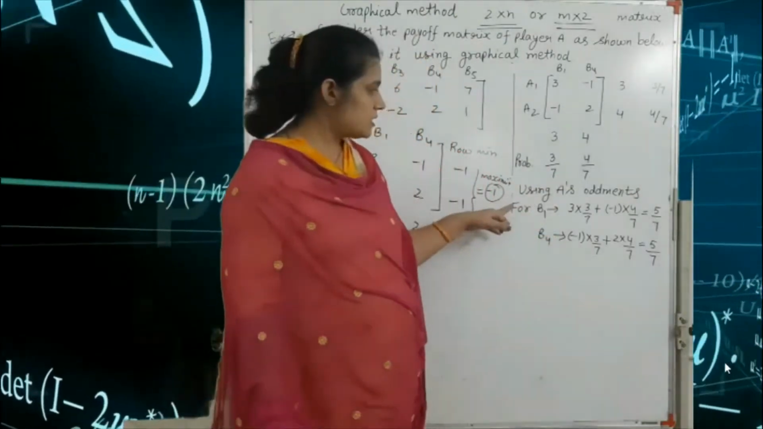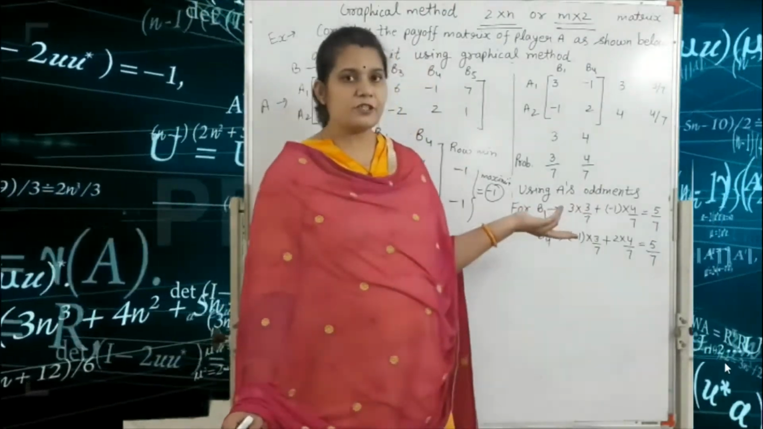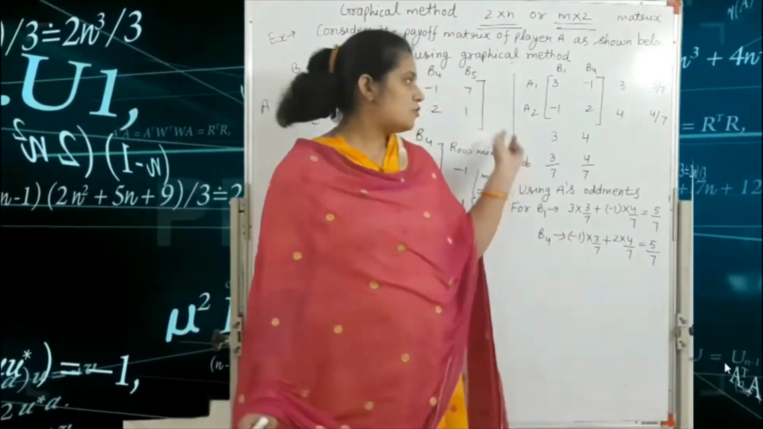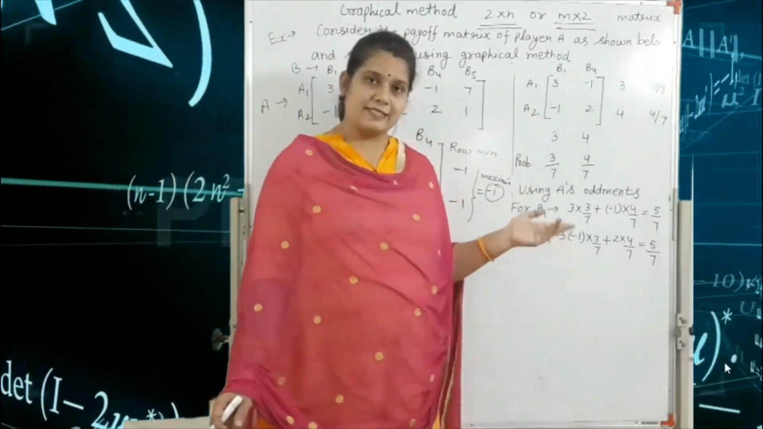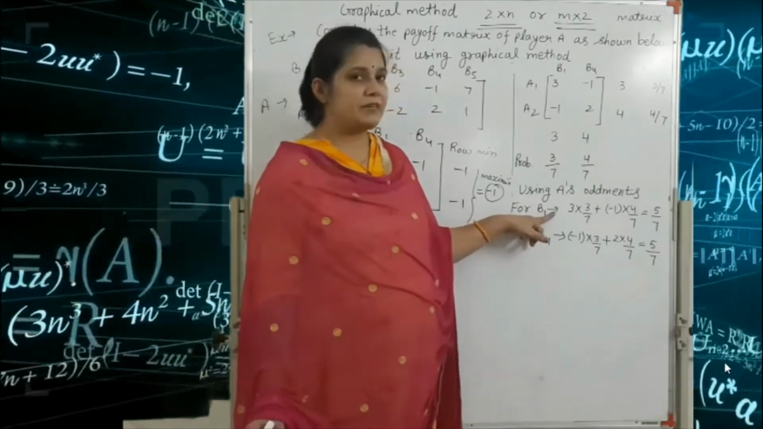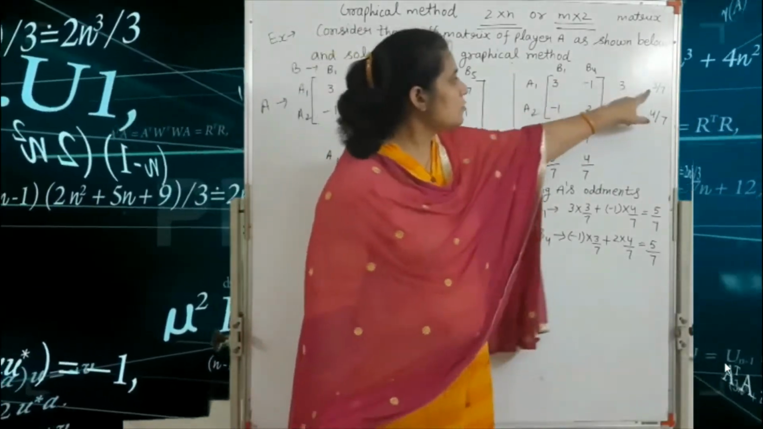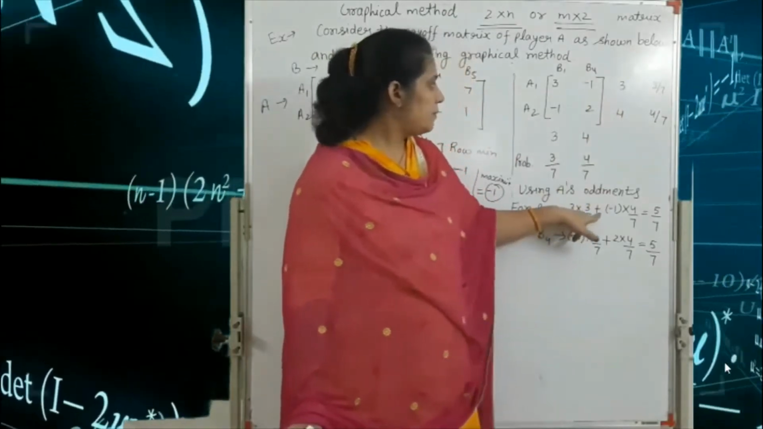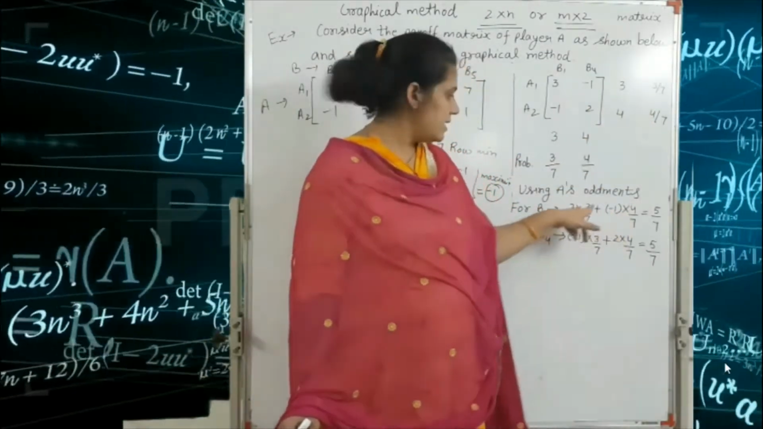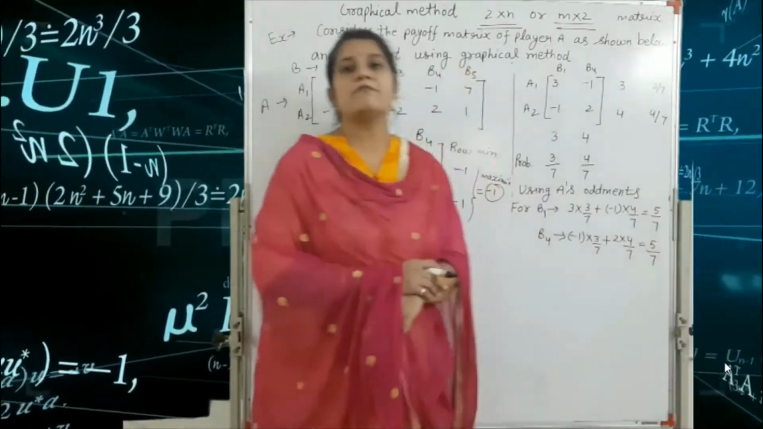So using S oddments, we consider B, and if we find B's oddments, we use the player A strategy 7 and 8. Got it? So here for finding the B1, we write here 3 into 3 by 7 plus minus 1 into 4 by 7. Okay, that is 9 by 7 minus 4 by 7. So we get 5 by 7.